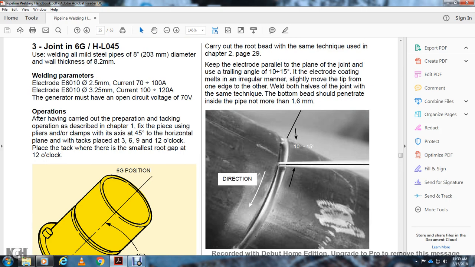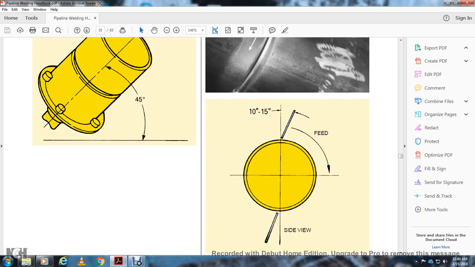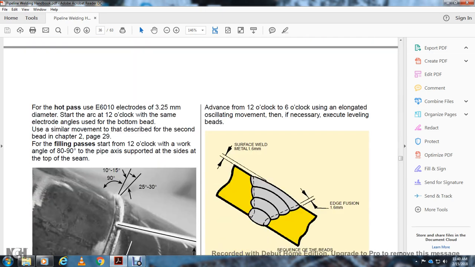Keep the electrode parallel to the plane of the joint with a trailing angle of 10 to 15 degrees. The electrode coating deposits metal in an irregular manner, slightly moving the tip from one edge to the other. Weld half of the joint with the same technique. The bottom of the bead should penetrate the inside of the pipe not more than 1.6 millimeters, at a 10 to 15 degree angle. The feed is shown from the side view.